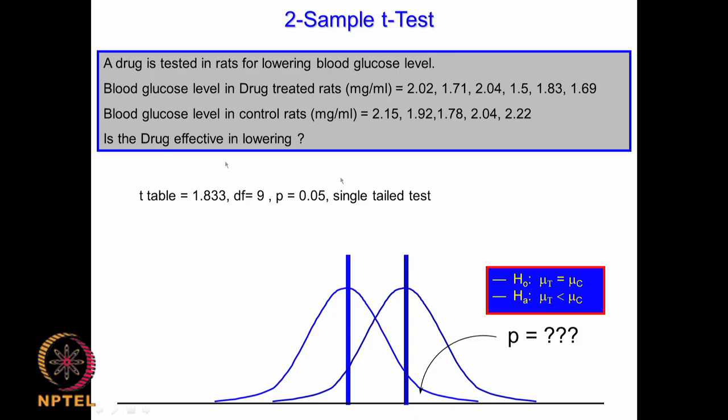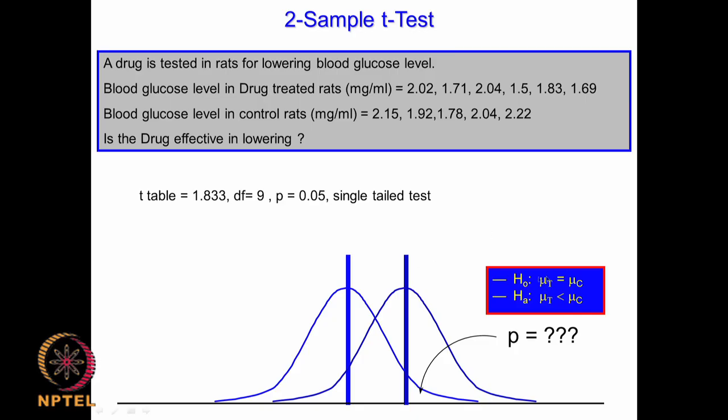That is the whole idea of this. And is the drug effective in lowering? That means this is a single tail test. Okay, for totally we have a t value. So we can find out, and we can tell whether there is a statistically significant difference by saying whether the drug is lowering or there is no difference.